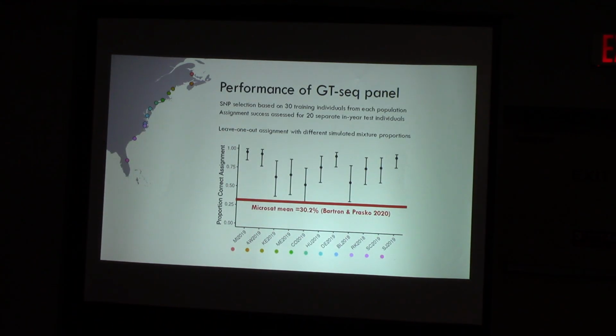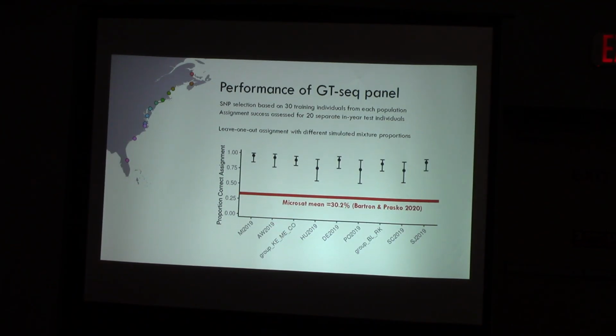Based on those 100 successfully genotyped markers, we were a little bit disappointed in the results here. You see this is showing the proportion of correct genetic assignment to these different populations, which throughout are better than what we could do with microsatellites, but we're still sort of down in the 60% range for some.